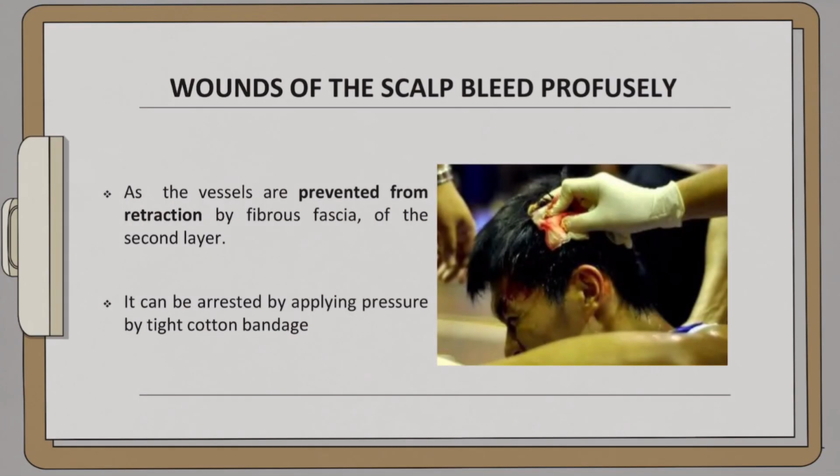The clinical anatomy of this second layer is that if there is a wound or cut injury in the scalp, it bleeds profusely. The reason is that these blood vessels are prevented from retraction. As there are numerous fibrous septa in the wall of blood vessels, these fibrous septa support the wall of the artery and vein. So when there is a cut in this artery, it starts bleeding. To stop the bleeding, we have to apply firm pressure with a tight cotton bandage. In this picture you can see the bleeding is stopped by applying the cotton bandage to the cut area.